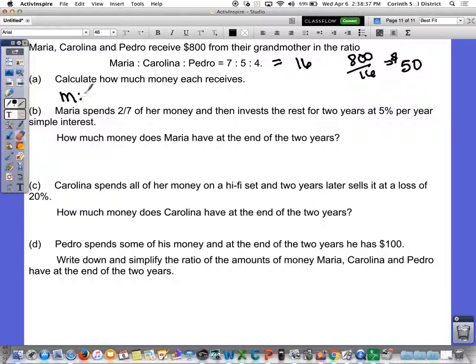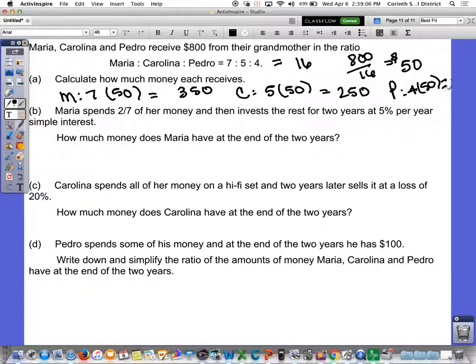That's a little bit better. So Maria is 7 times 50, or $350. Carolina is 5 times 50, or $250. And Pedro is, sorry, let me clean that up a little bit. Pedro is 4 times 50, or $200. So let me make sure all these add up to 800. 350 plus 250 is 600, plus 200 is 800.